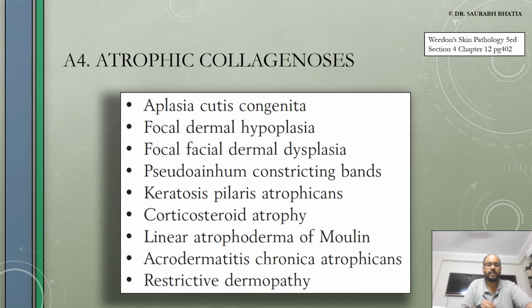So these are the examples that Weedon uses: aplasia cutis congenita, focal dermal hypoplasia, pseudoainhum, keratosis pilaris atrophicans, corticosteroid atrophy, acrodermatitis chronica atrophicans, restrictive dermopathy. But we will not be discussing each of the disorders. We will be just discussing aplasia cutis congenita and focal dermal hypoplasia.